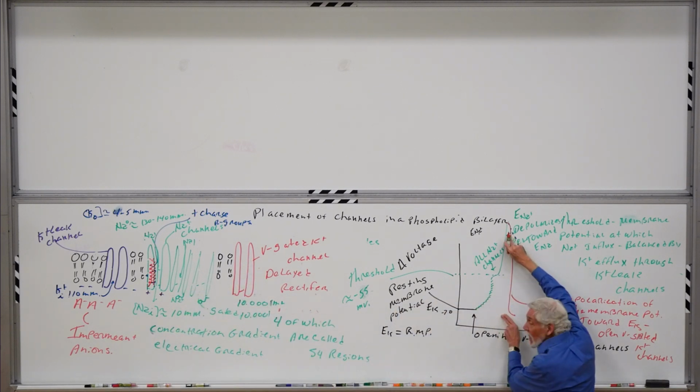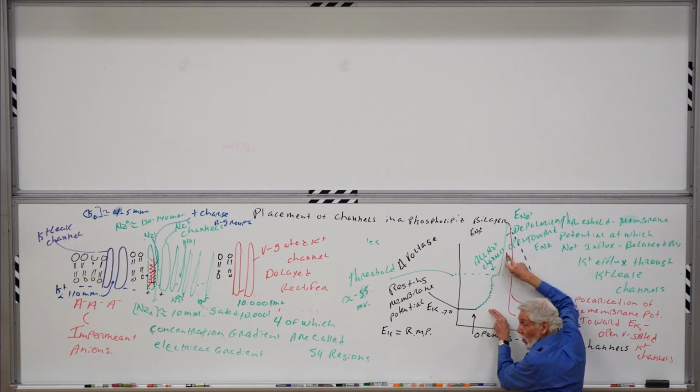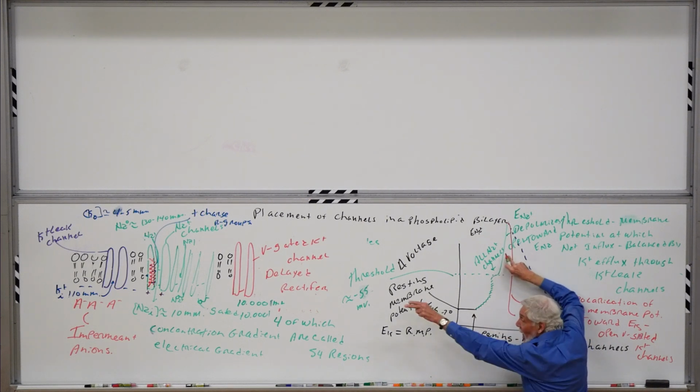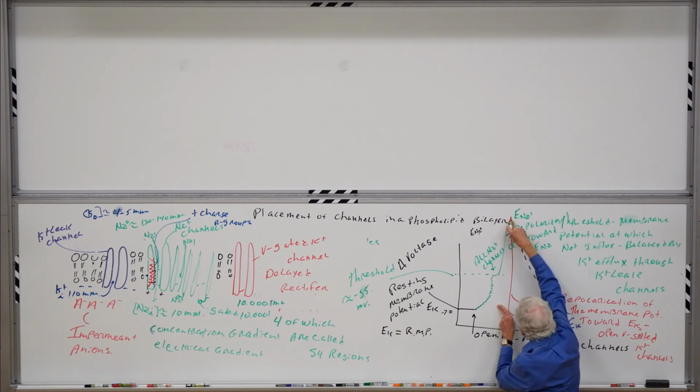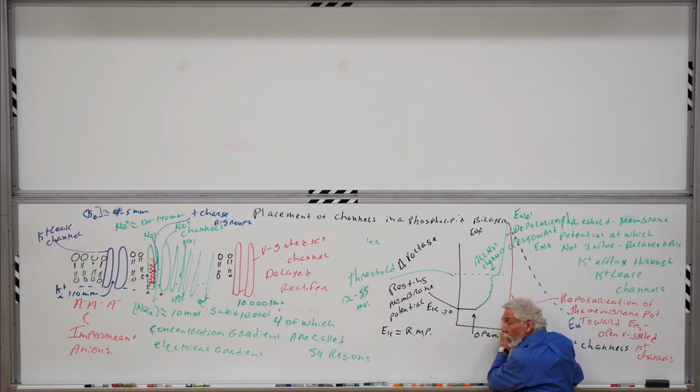So it's delayed in time. It only opens after the voltage-gated sodium channels have opened. So you have a delay in time, then the potassium channels open, but now because of the gradient and because of the permeability to potassium, they will rectify the membrane potential, driving it back down toward the equilibrium potential for potassium.